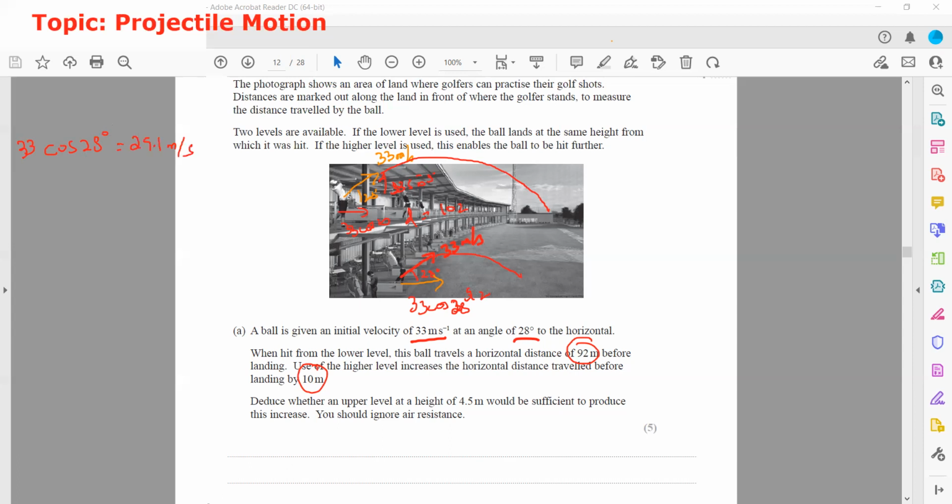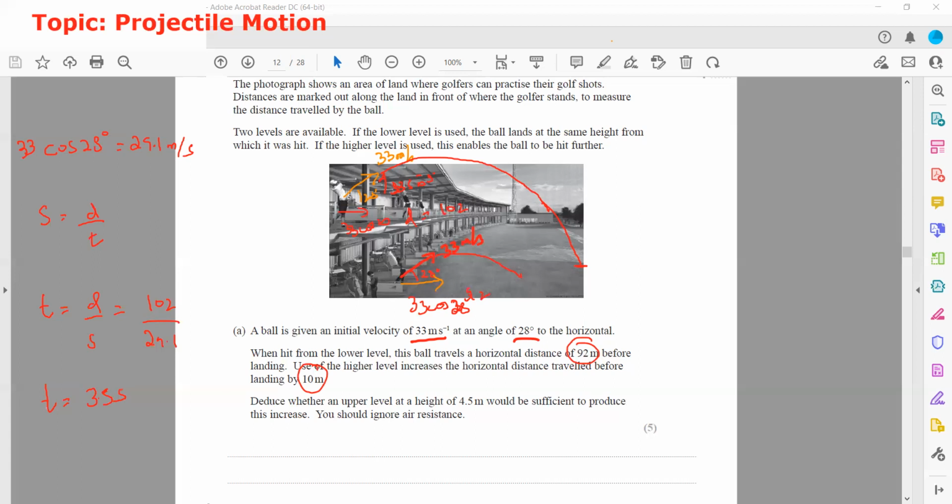Now, after knowing the horizontal component, we will find how much time it will take to cover these 102 meters. We have the formula: speed equals distance divided by time. So the total time it will take is distance divided by speed. The distance is 102, and the horizontal speed is 29.1. So it will take about 3.5 seconds to reach the ground.